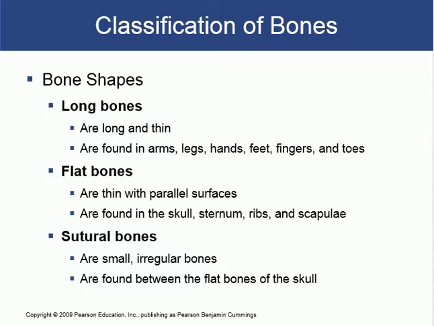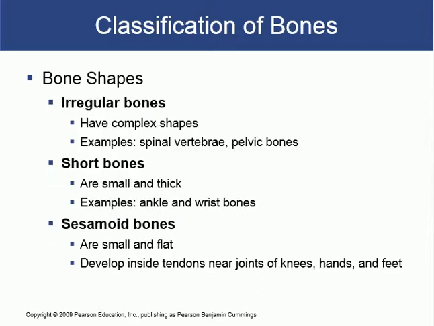So the important part here is examples. Patella, sesamoid. What type of bone is the humerus? Is it flat? Is it long? Is it short? How about the phalanges? Is it long? Is it short? Is it irregular? And so on. So examples are important here.